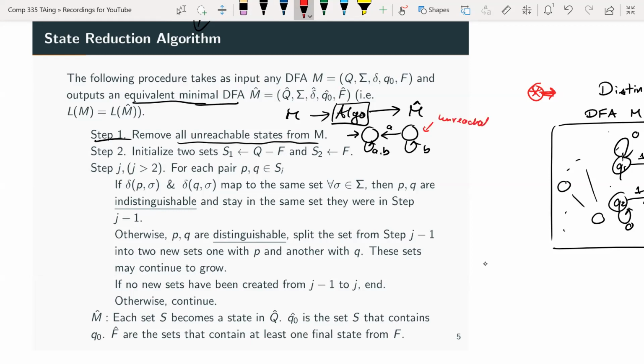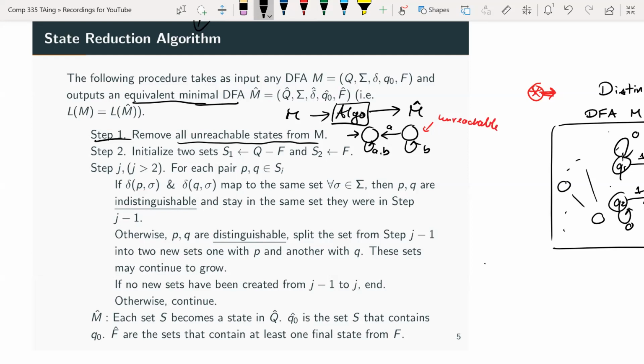And in general, if you look carefully, it's pretty easy to spot which states are going to be unreachable. Try a few strings and see which states are never going to get hit by those computations. And in general, that should be enough to spot all of the unreachable states.